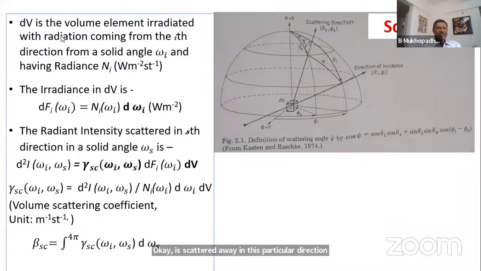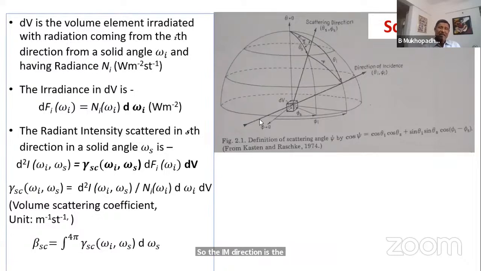Now let's come to these considerations. dV is the volume element irradiated with radiation coming from the ith direction. Now it's important to tell the direction. The scattering depends upon which direction the light is coming from and which direction the light is going, and therefore you need to specify. So the ith direction is the incident direction.